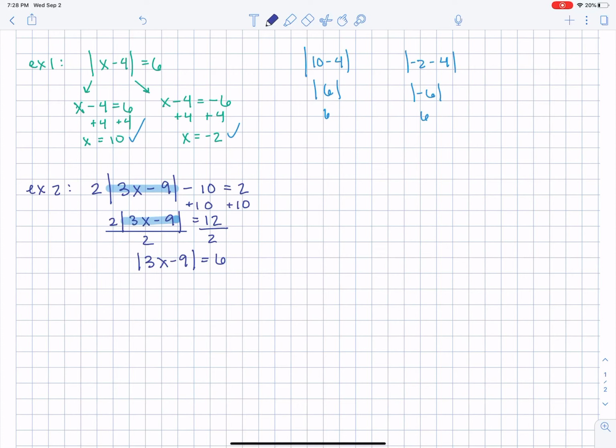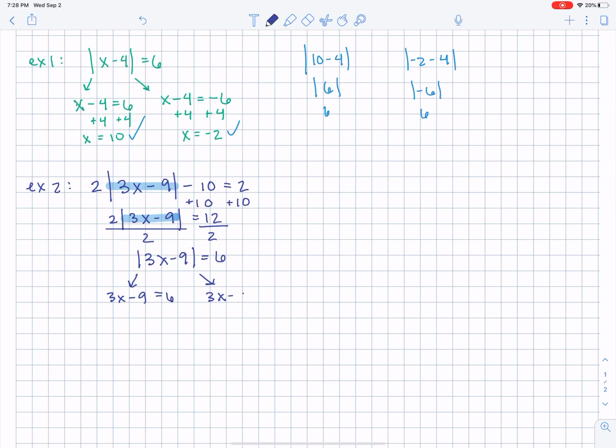Okay, that was only step 1. Now I'm on to step 2, breaking down these absolute value bars. I like to draw arrows to remind myself that I need the same equation, but one of them equals a positive 6. Same equation, one of them equals a negative 6. And from here, we solve. So 3x is equal to 15. When you divide by 3, x is equal to 5. That's one answer.